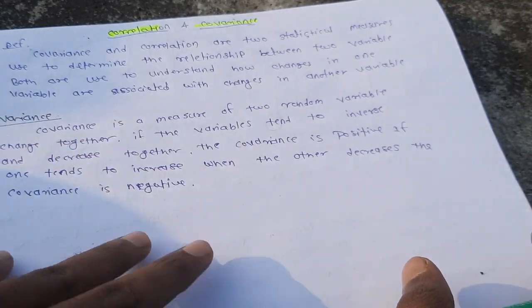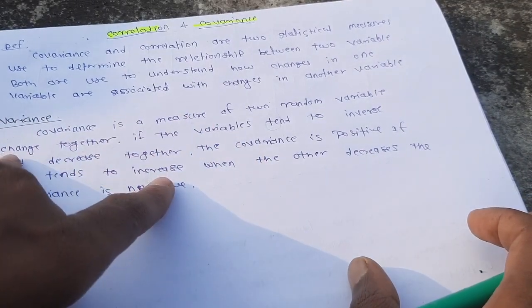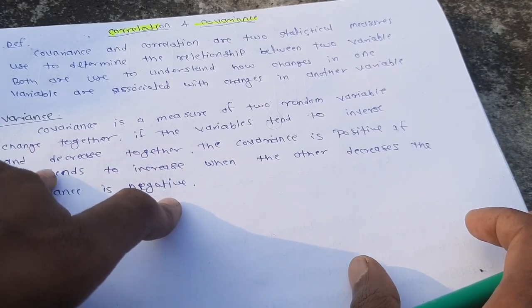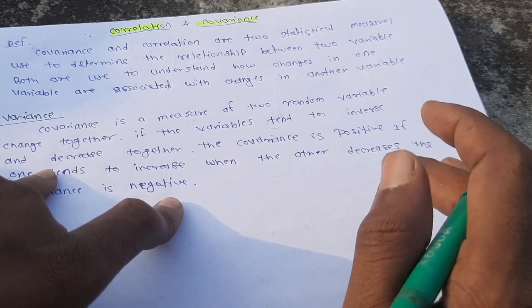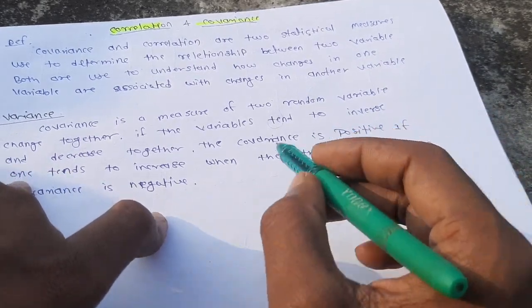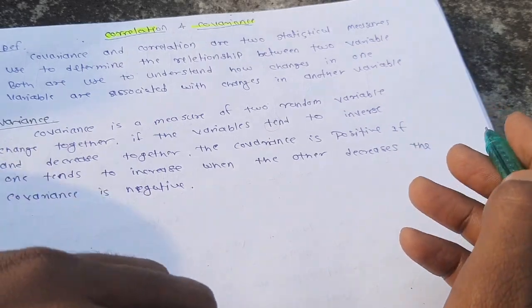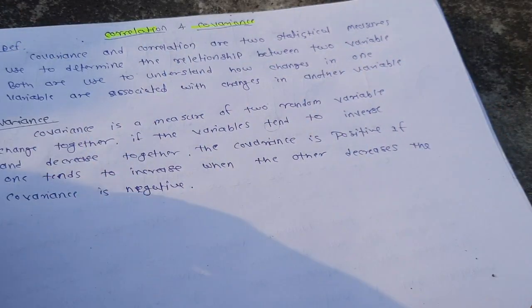First, let's understand what covariance is. Covariance is a measure of how two random variables change together. If the variables tend to increase and decrease together, the covariance is positive. If one tends to increase when the other decreases, the covariance is negative. That is the simple idea of covariance and correlation.